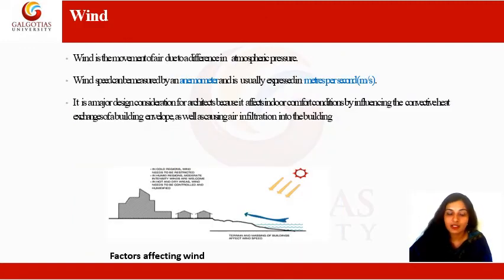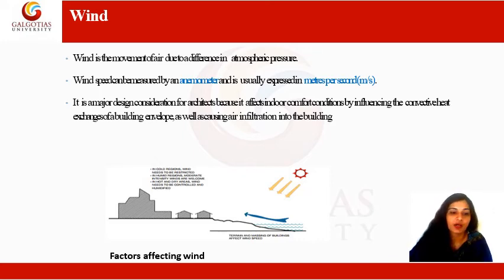Now another factor is wind. Wind is the movement of air due to differences in atmospheric pressure. Wind speed can be measured by an instrument called an anemometer, and it is expressed in meters per second. It is a major design consideration for architects because it affects indoor comfort conditions by influencing the convective heat exchanges of a building envelope as well as causing air infiltration into the building.